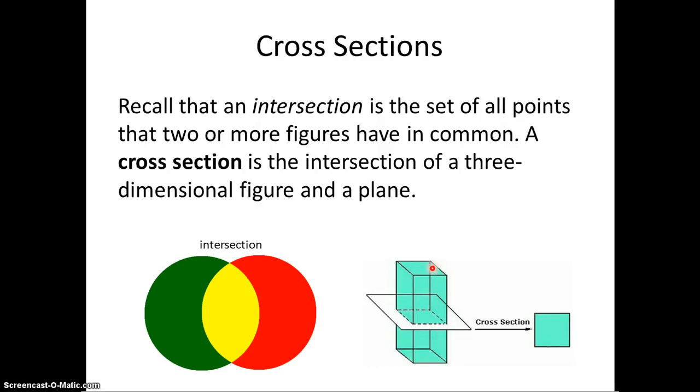So here's our 3-dimensional figure, this rectangular prism. Imagine a plane cutting through this prism, kind of like a knife. You can see the shape that this would make here. If the bases of this prism are indeed squares, then this cross-section would be a square itself, as shown here.